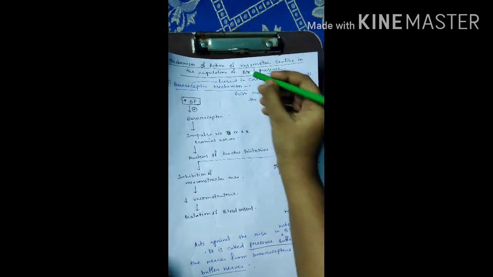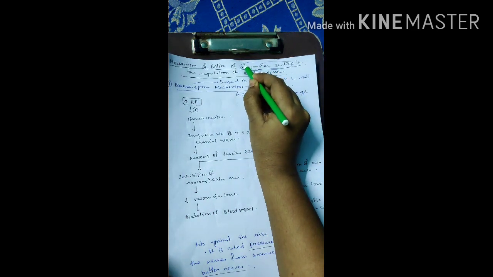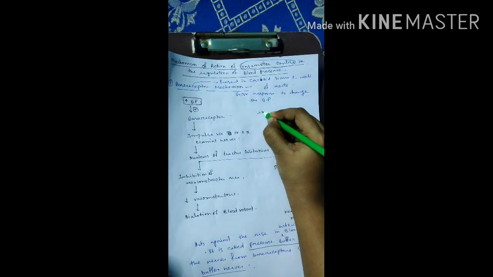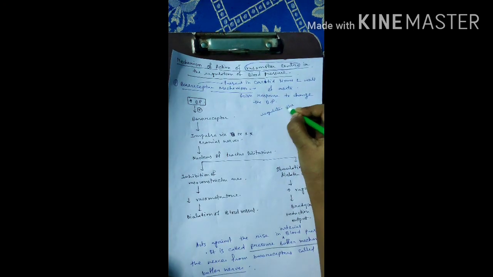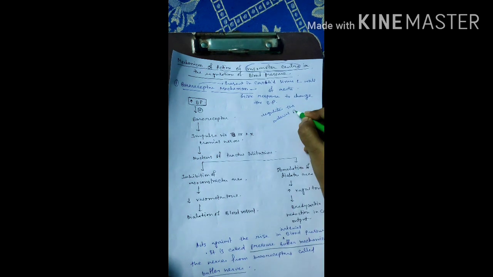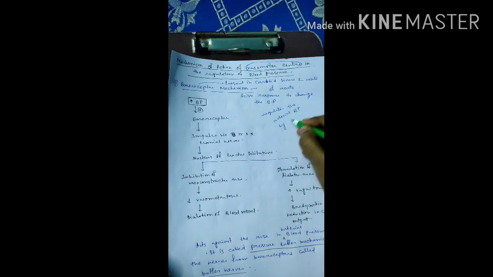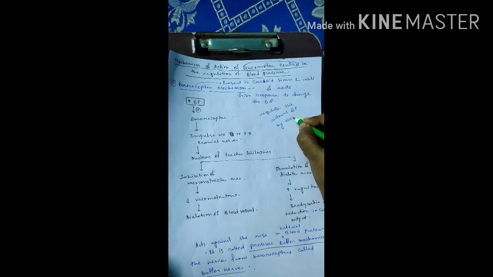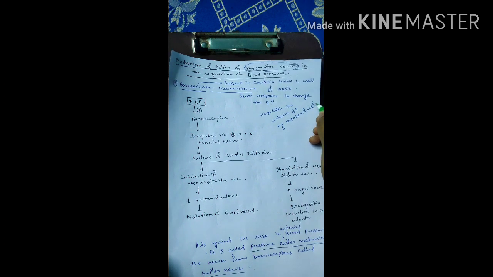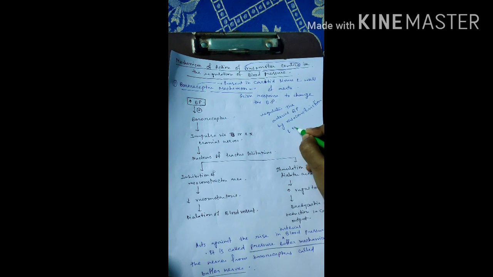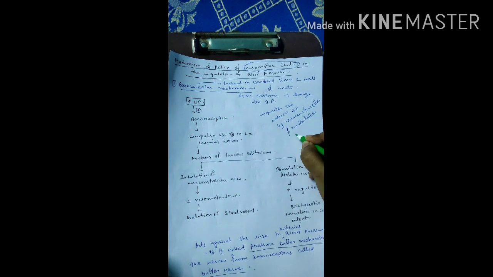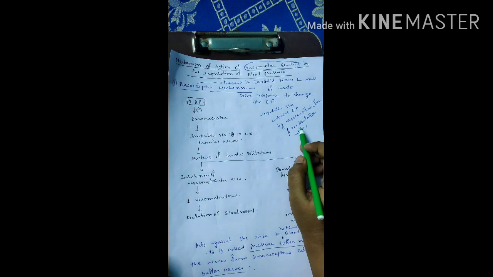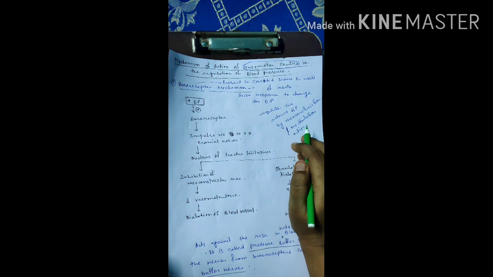The vasomotor center regulates the arterial blood pressure by vasoconstriction and vasodilation action, and its action depends on the impulse received from the baroreceptor and the chemoreceptor.